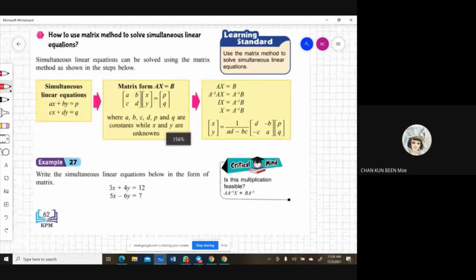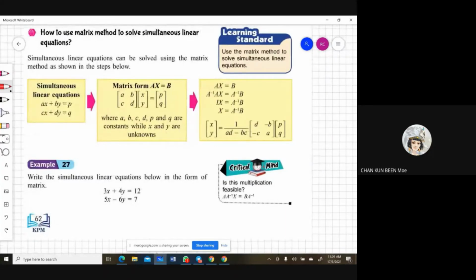So if you look at the yellow box over there, you're given simultaneous linear equations like this. 2 linear equations given. So you are going to apply the formula. You see you have A, B, C, D multiplied with X, Y is equal to P, Q. So in order for you to find X, Y, it is the inverse, which is 1 over AD minus BC, the formula given, multiplied with P, Q, this one here. That is the way of looking for the value of X, Y.